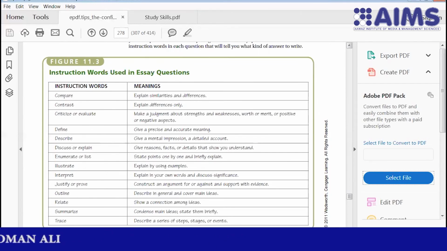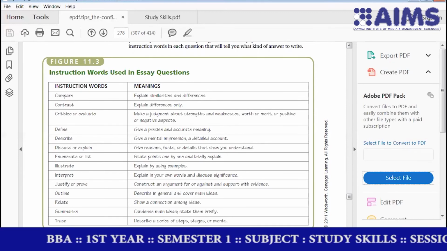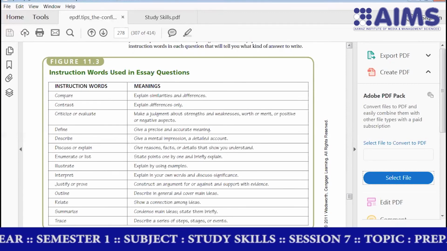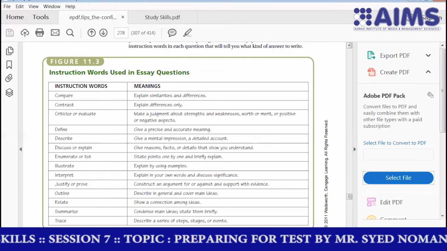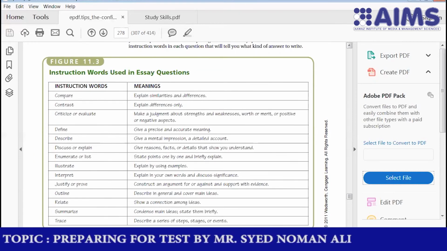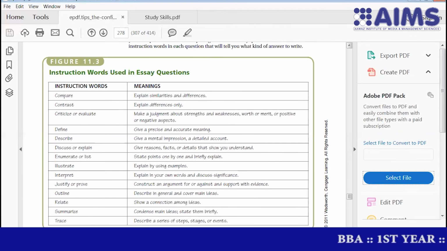When we say enumerate or list down, you just list down the headings and then briefly explain in very few sentences. Illustrate means show examples, a demonstration with examples. Interpretation means explain in your own words, your discussion. Justify or prove means you support your argument with evidence. Outline means describe in general, covering the main ideas, where the main ideas are presented.